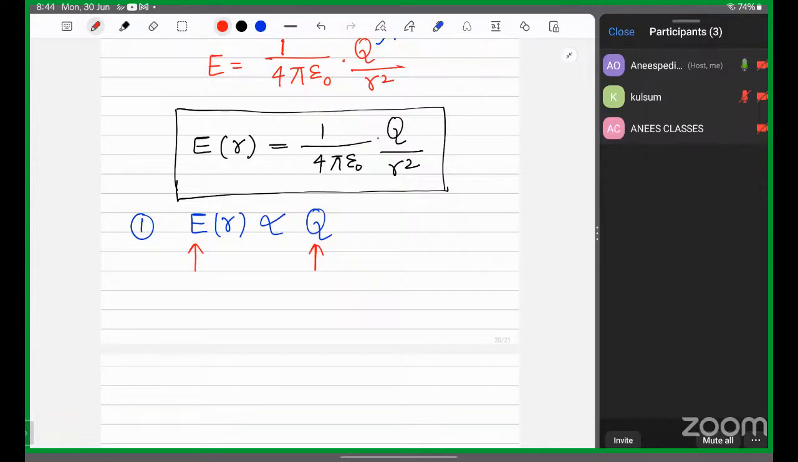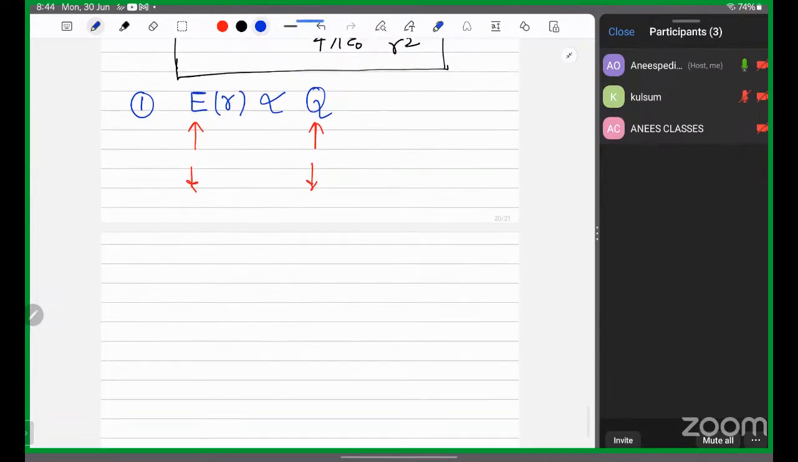Remember, we are talking about the same distance here. R is not changing; R is constant in this case. So E is directly related with Q, the source charge. Greater magnitude, greater electric field. Smaller magnitude, smaller electric field.